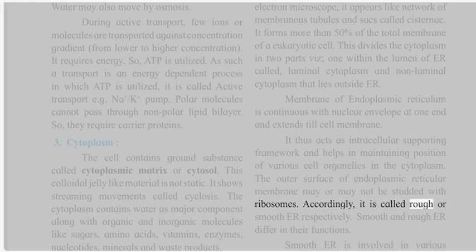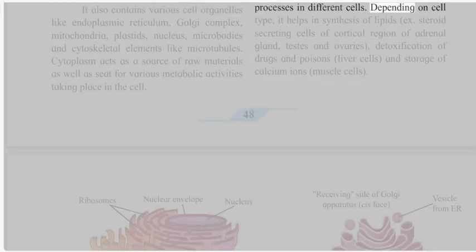Accordingly, it is called rough or smooth respectively. Smooth and rough differ in their functions. Smooth is involved in various processes in different cells. Depending on cell type, it helps in synthesis of lipids, in steroid secreting cells of the cortical region of adrenal gland, testes and ovaries; detoxification of drugs and poisons in liver cells; and storage of calcium ions in muscle cells.